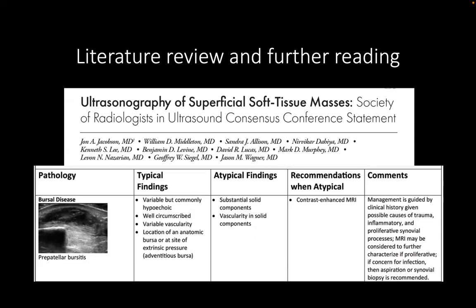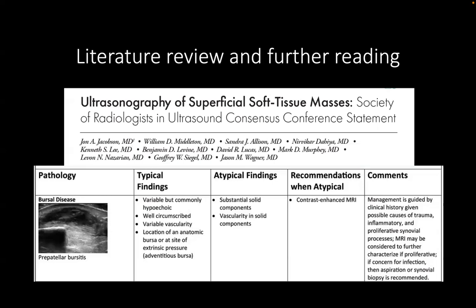And when atypical findings are found, then the recommendation given by the consensus statement is that contrast enhanced MRI should be performed. Usually, management is guided by the clinical history given by the patient, possible causes being trauma, extrinsic pressure, inflammation, and proliferative synovial process. And if there is a concern for infection, then aspiration or synovial biopsy is recommended.